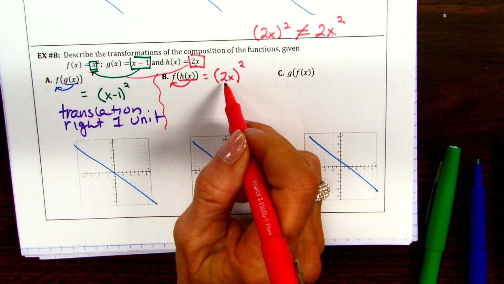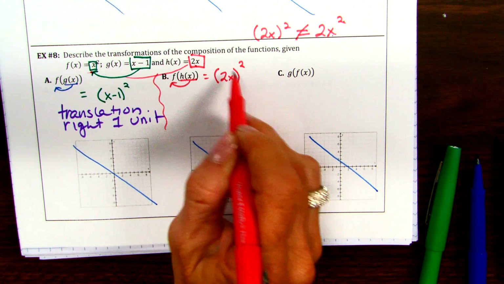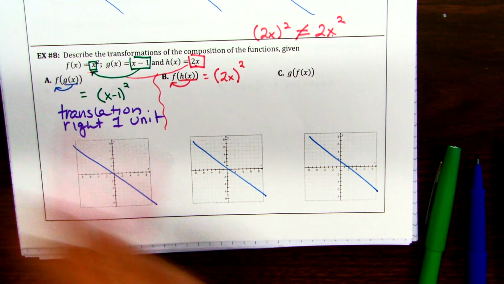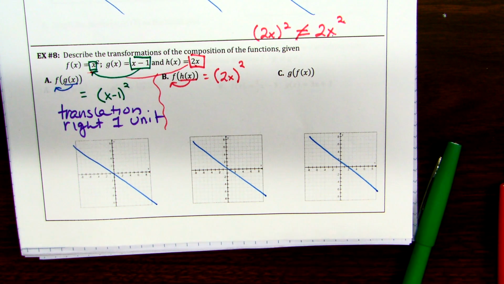What does a 2 inside the parentheses hanging out with x tell us about the transformation?